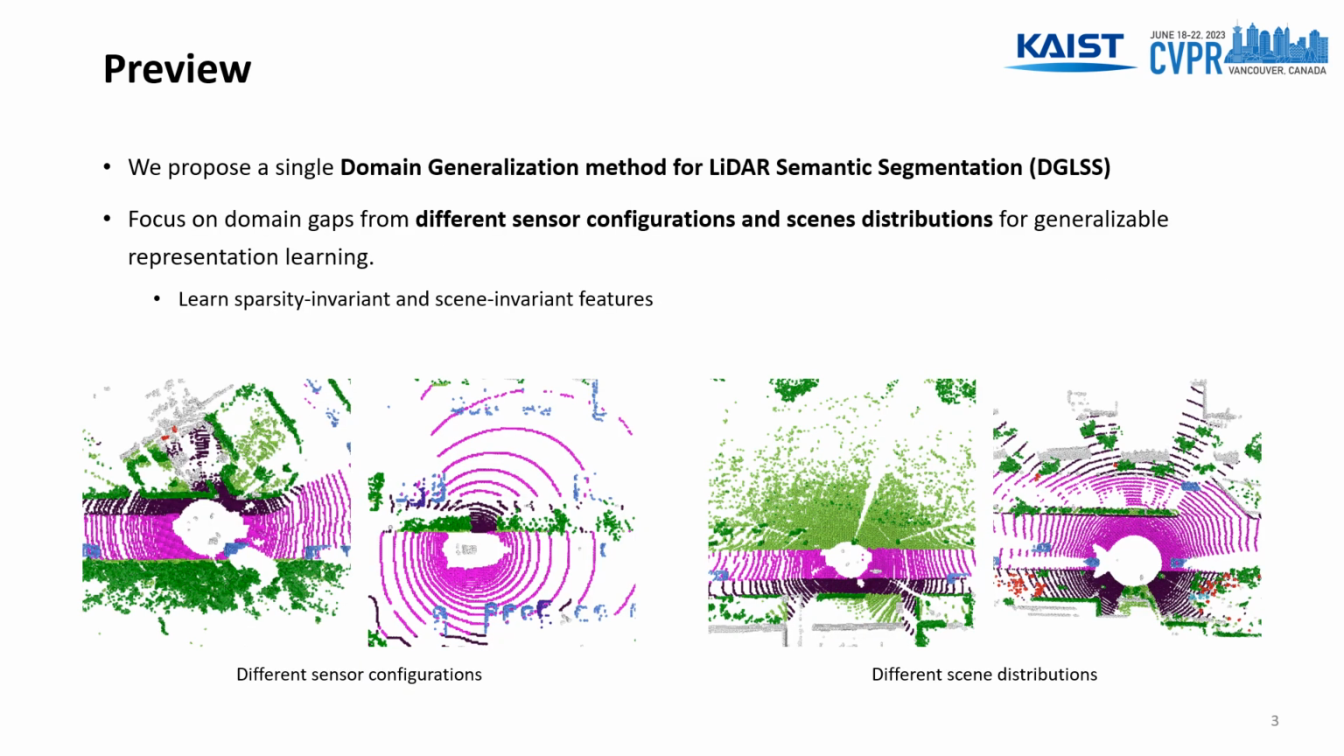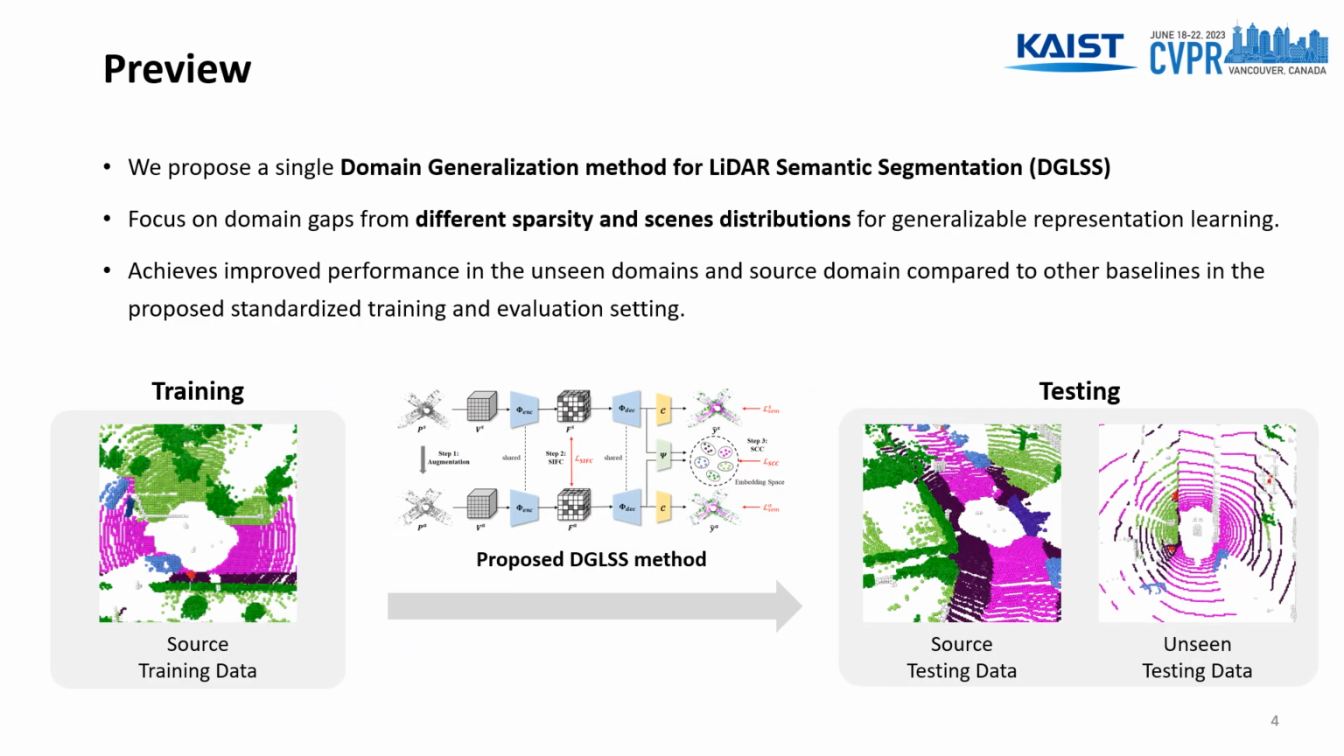We mainly focus on domain gaps from different sparsity and scene distributions and propose two constraints to learn generalizable representations. And by utilizing those two constraints in our framework, we achieved improved performance in the unseen domain and source domain in the proposed standardized training and evaluation setting compared to other baselines.